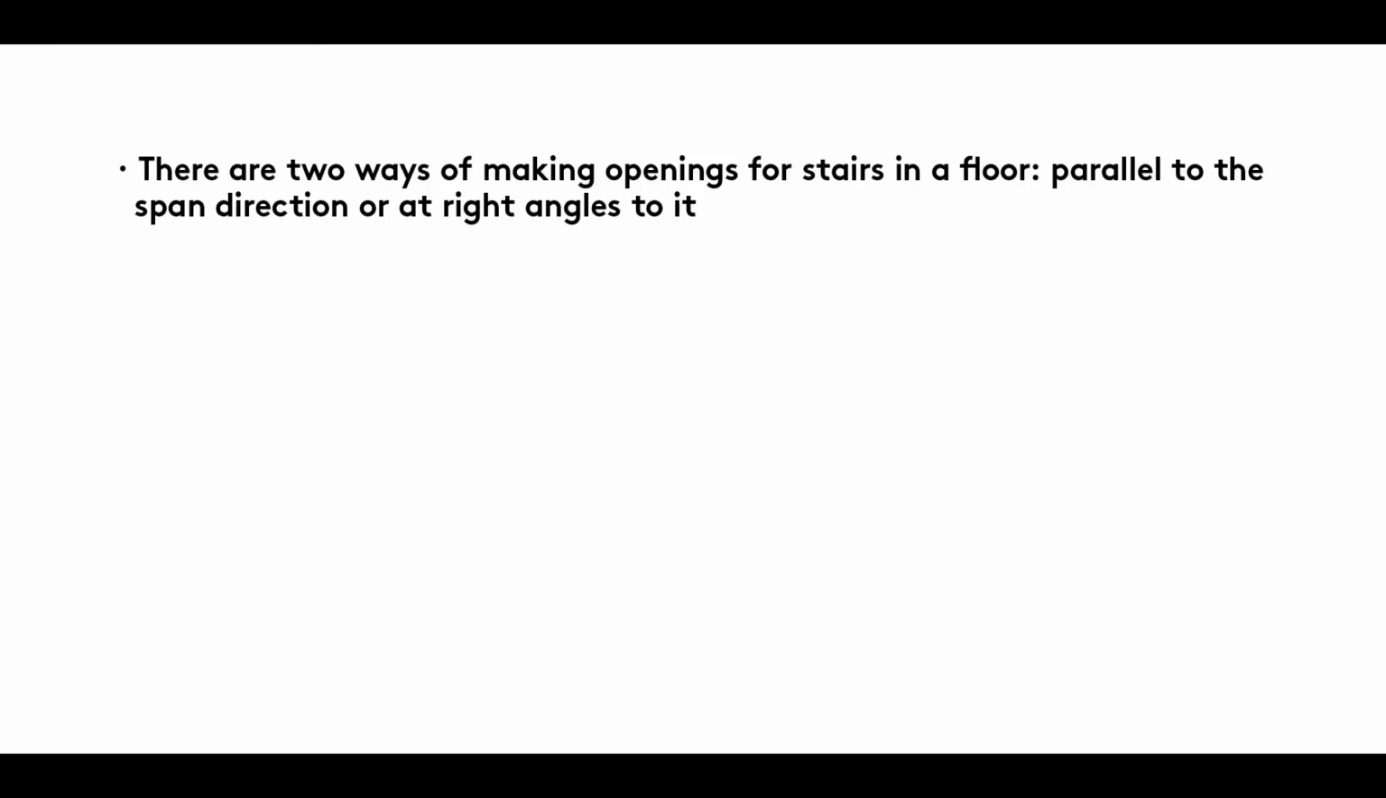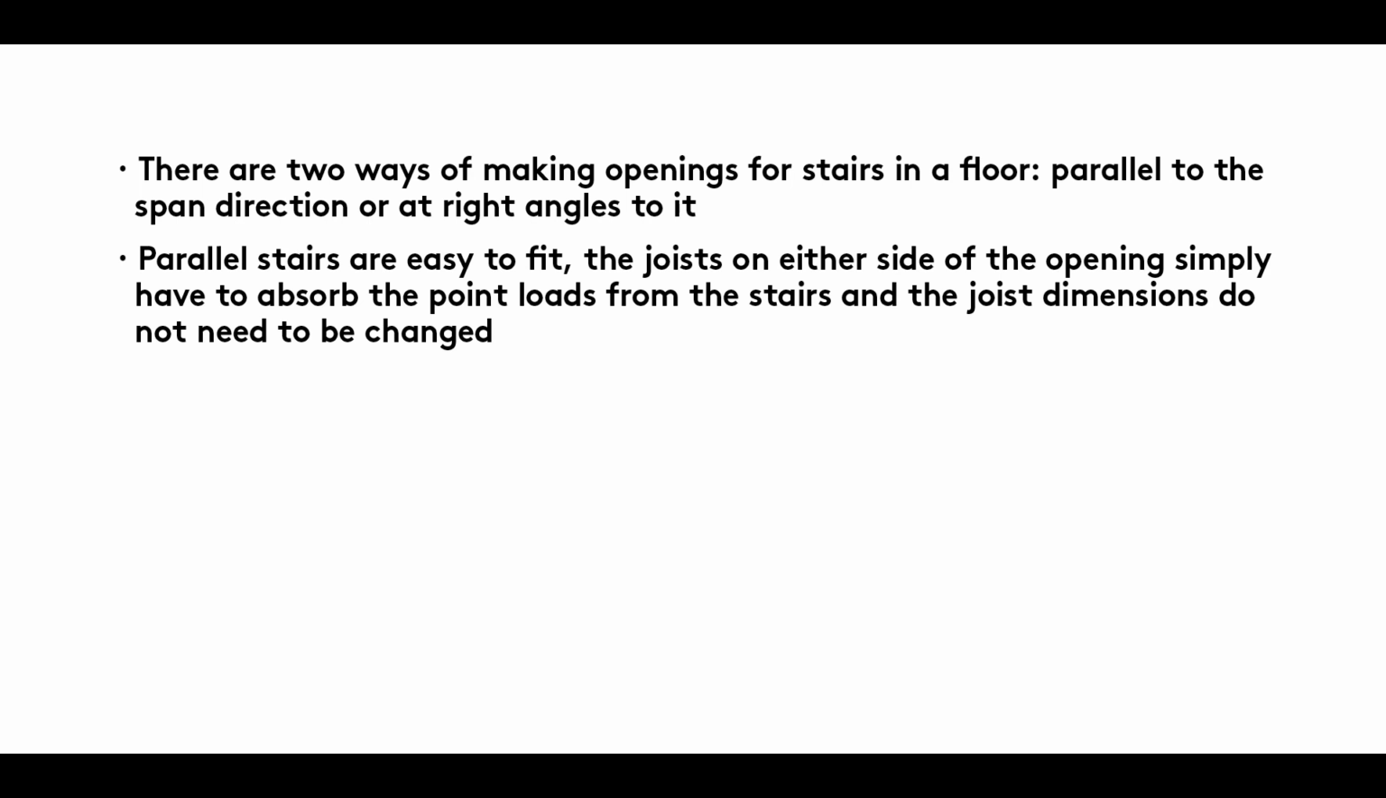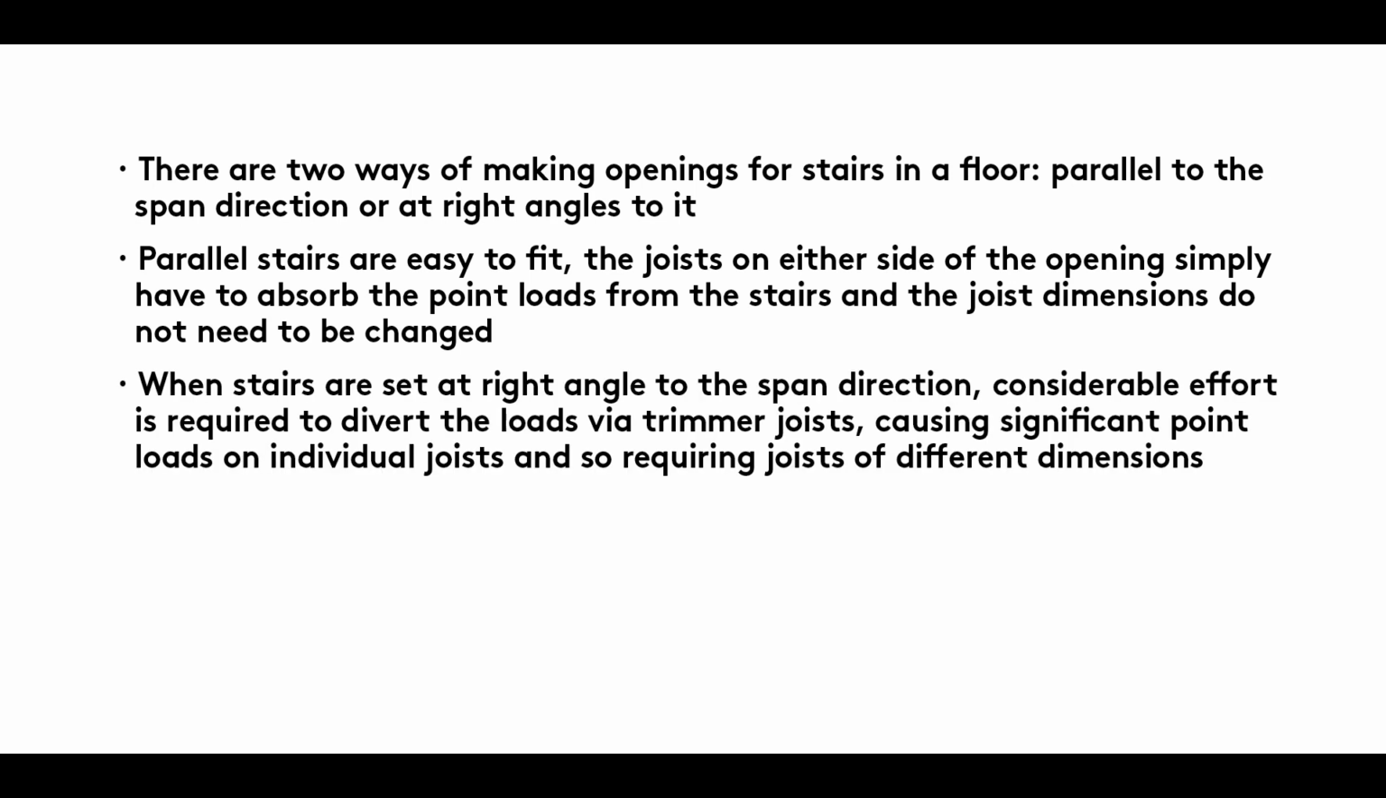Summary. There are two ways of making openings for stairs in a floor: parallel to the span direction or at right angles to it. Parallel stairs are easy to fit. The joists on either side of the opening simply have to absorb the point loads from the stairs, and the joist dimensions do not need to be changed. When stairs are set at right angle to the span direction, considerable effort is required to divert the loads via trimmer joists, causing significant point loads on individual joists and so requiring joists of different dimensions.